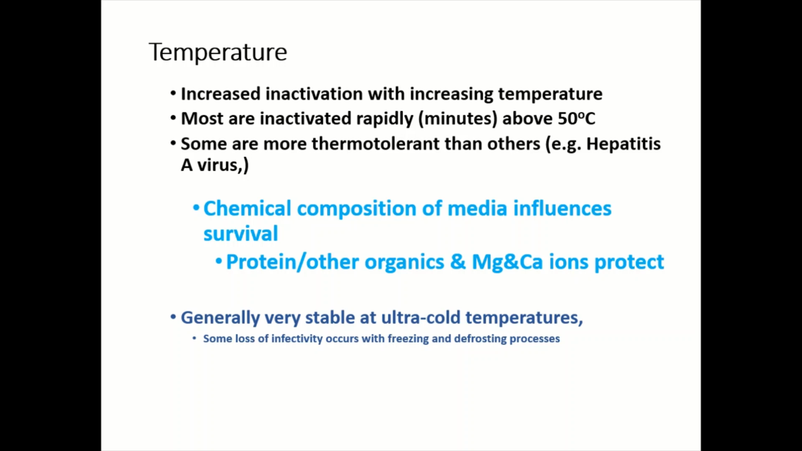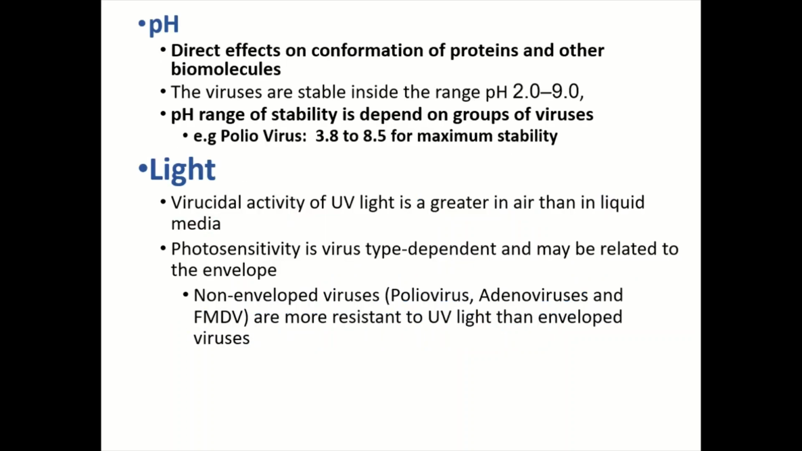The chemical composition of the viruses is generally very stable at ultra cold temperatures. At lower temperatures, they are not inactivated by the freezing and defrosting processes. However, some loss of infectivity occurs with freezing and defrosting processes. Similarly, pH also affects the physical structure. It directly affects the conformation of proteins and other biomolecules of the viruses. The viruses are stable inside the pH range of 2 to 9. The pH range of stability depends on different groups of viruses. For example, poliovirus has a pH of 3.8 to 8.8 for maximum stability.